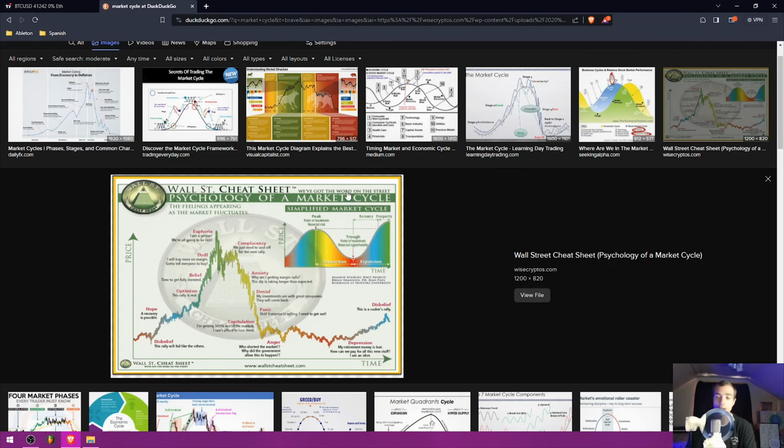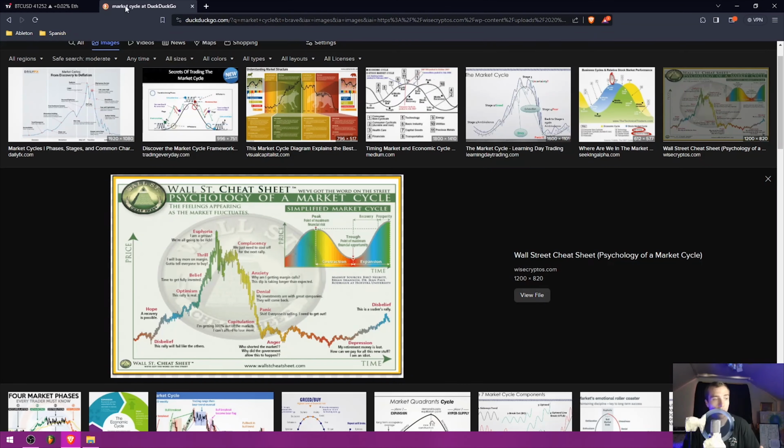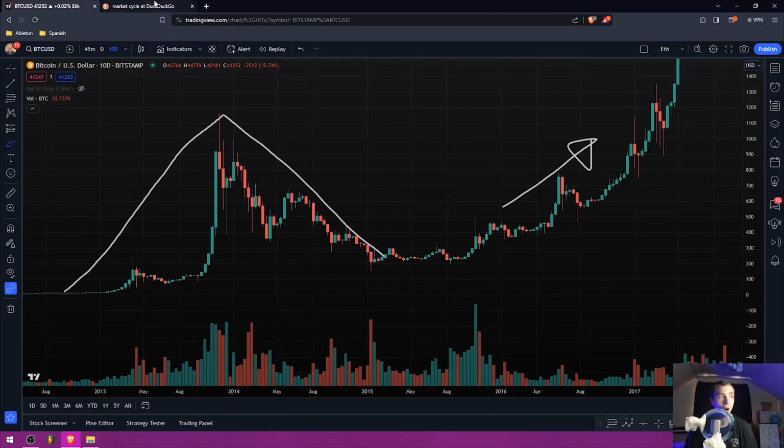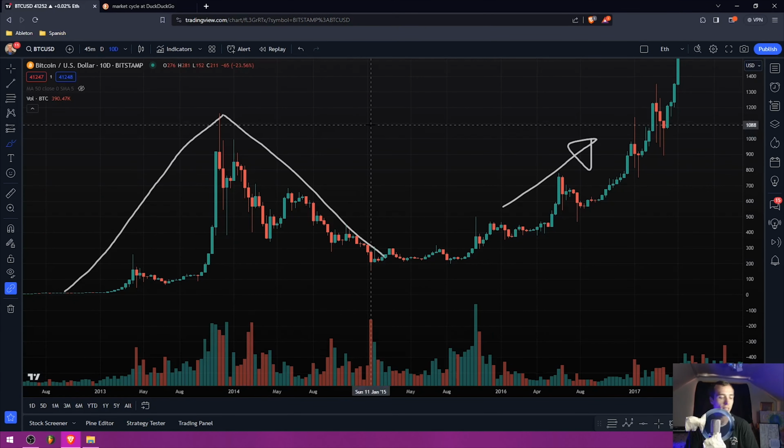So let's look at an official market cycle example. This is called the Wall Street cheat sheet. Basically the Wall Street cheat sheet is very simple, but it's a market cycle and it shows not only what price does over time, but it also shows what human emotions occur over time. So you can see if we go back over here to Bitcoin, switch between these two charts, you can see a very similar pattern.